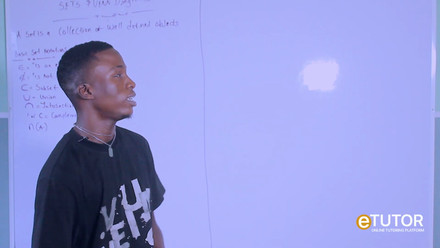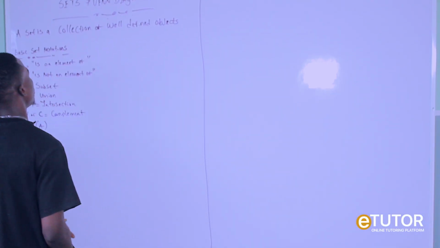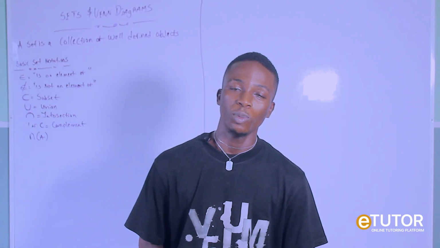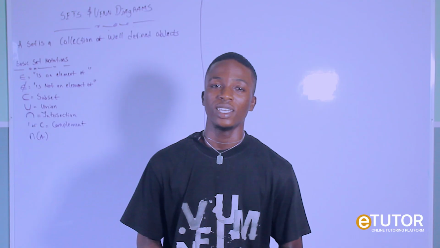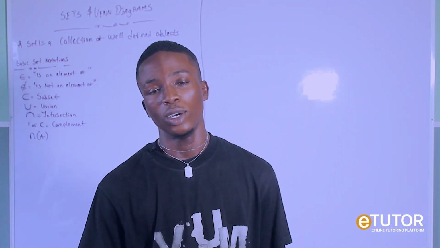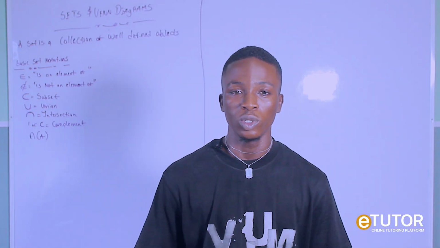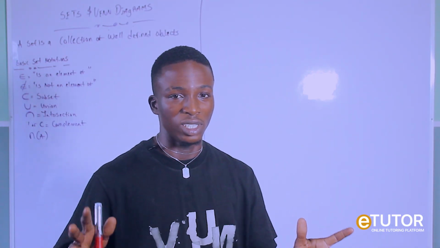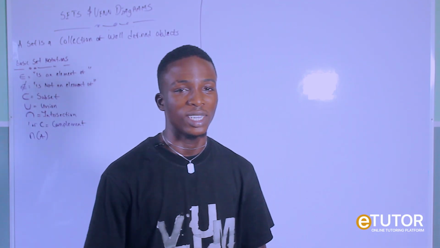Alright, so let's get started. So what exactly is a set? A set is a collection of well-defined objects. Well-defined in the sense that one can easily tell what belongs to a group and what doesn't belong to that certain group. Now, I know all of these words seem huge, but you will understand in a minute.